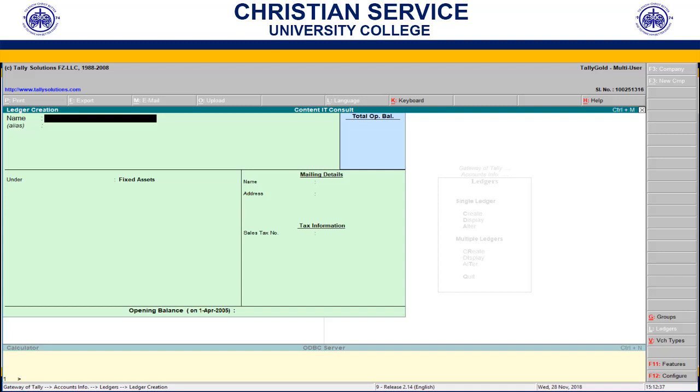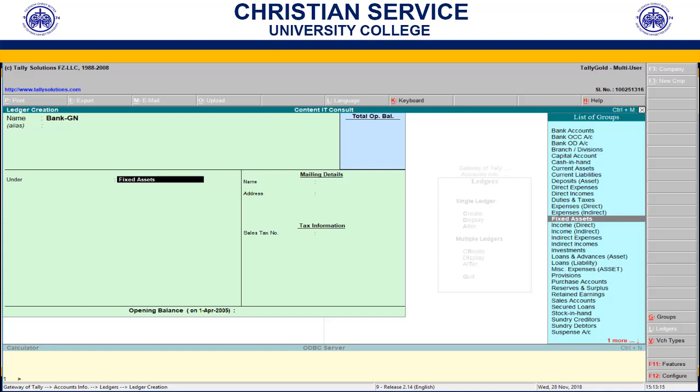Here, the convention that can be used is preceding the bank name with the word bank, for example Bank - GN, so that if you have more than one bank, it will be easier to locate them in the list. Bank is under bank account, so we can select that or type to have it selected, and we press the enter key.